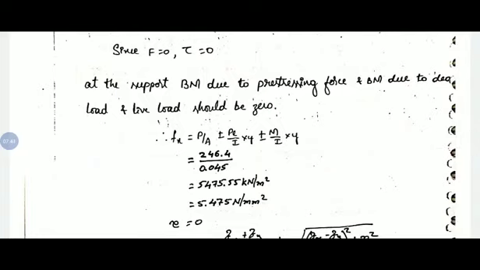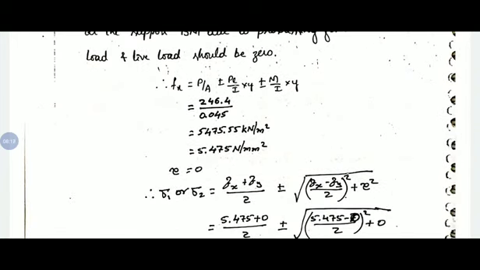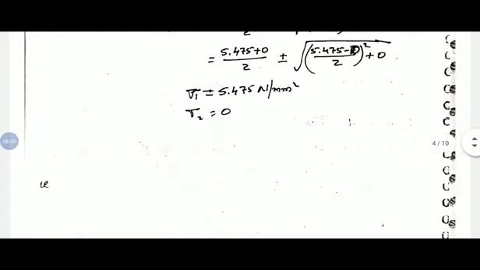At the support, the bending moment due to pre-stressing force and the bending moment due to dead load and live load should be 0. Since eccentricity is 0, the bending moment due to pre-stressing force will be 0, and due to UDL, the bending moment at support will be 0. So again we remain with P by A for Fx. So we will obtain 5.475 Newton per mm square. So tau is 0. On substituting, we get sigma 1 as 5.475 Newton per mm square and sigma 2 as 0.